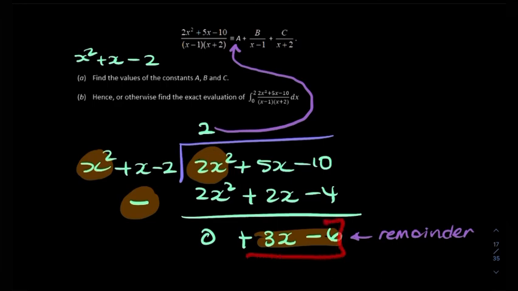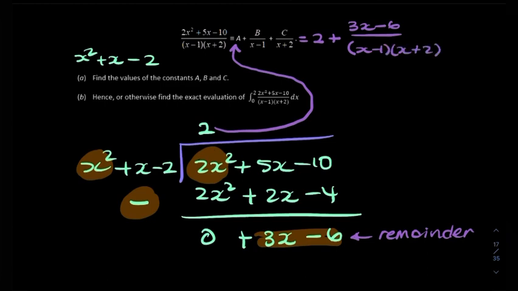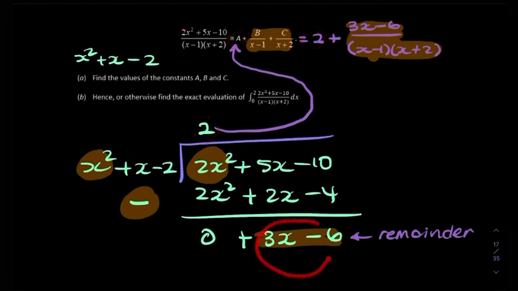Now we're going to use the remainder in order to find b and c. So we can write this fraction as 2 plus the remainder, which is 3x minus 6, divided by x minus 1 times x plus 2, which is just this. So our partial fractions problem now becomes rewriting this in terms of b and c, because we've already found a, which is the quotient after doing the long division. So the remainder goes up there, and we use this remainder to find b and c.